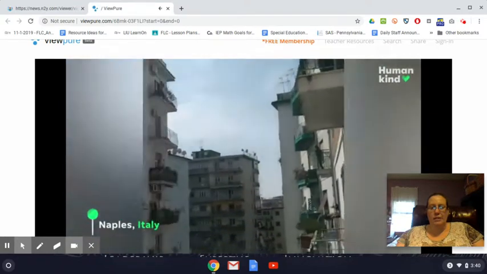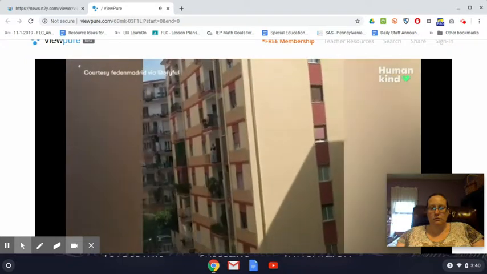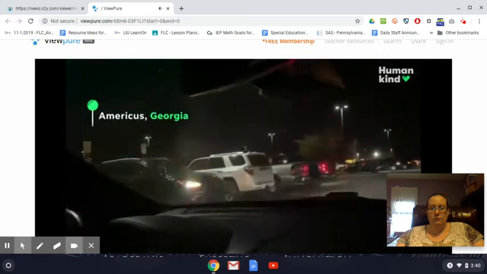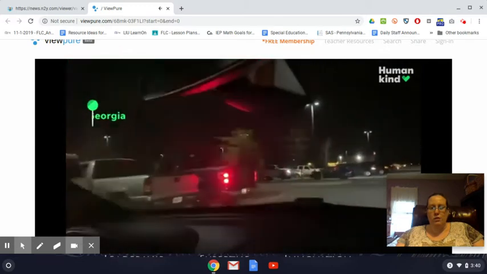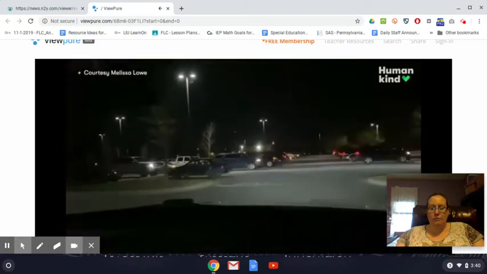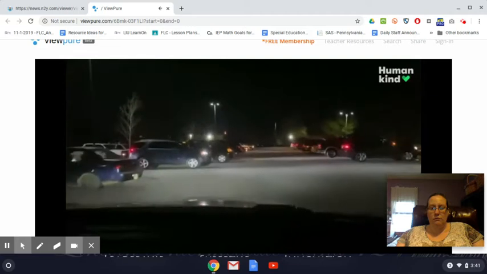This is in Naples, Italy. All these cars with the blinking lights. This is in Americus, Georgia. People that are praying for Americus and this virus. It's all down that way. I don't know if you can see.